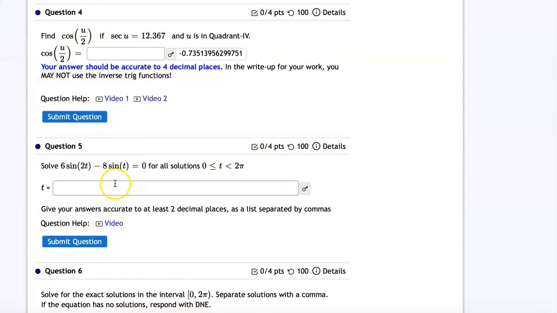Question number 5, we're going to be solving this equation right here for all solutions between 0 and 2 pi. We're going to give answers accurate to at least 2 decimal places as a list separated by commas. Alright, so let's go ahead and put that one on the board.